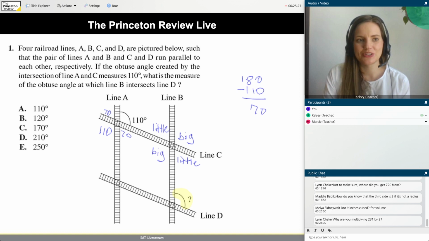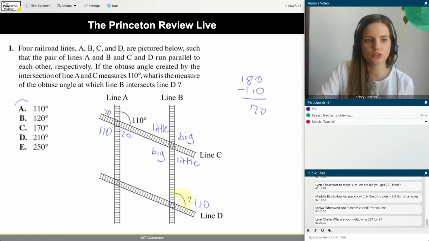And so we can just make sure that we keep track of the big and the little angle, and we know that this unknown here is going to match up with the same big angle before, or 110. So our answer here is going to be A.